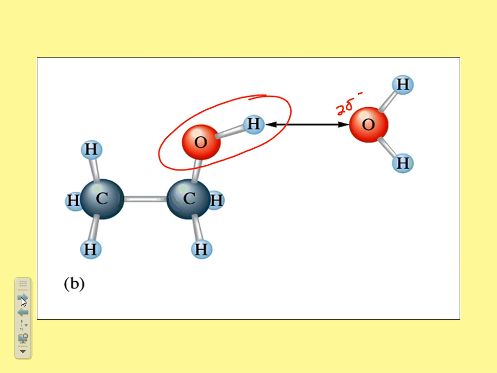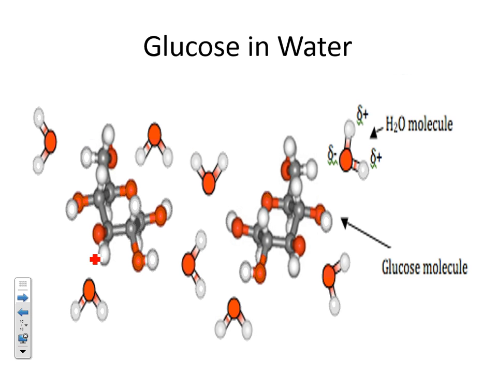ethanol dissolves in water. Now, glucose also has a bunch of OHs attached to it, and glucose will dissolve in water because that polar water molecule will be attracted to those OH areas of glucose.